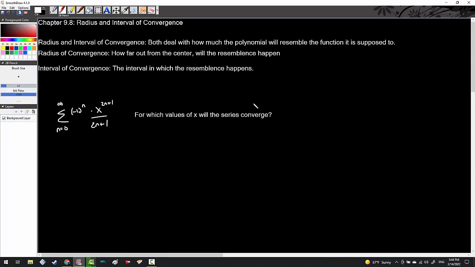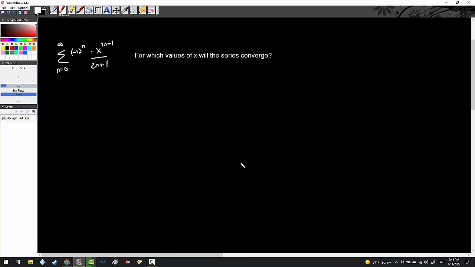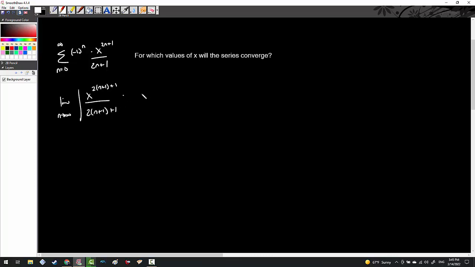So the reason why we learned all these different convergence tests is so that we could figure out for which values of x this series will resemble the function it's supposed to resemble. So which test seems most appropriate here? I don't think it's going to be the alternating series test because the x needs to be an actual number for that. But because we've got some annoying exponents going on up in here, we've got the ratio test at hand. So I'm going to do the limit as n goes to infinity of x to the 2 parentheses n plus 1 over 2n plus 1 times 2n plus 1 over x to the 2n plus 1.